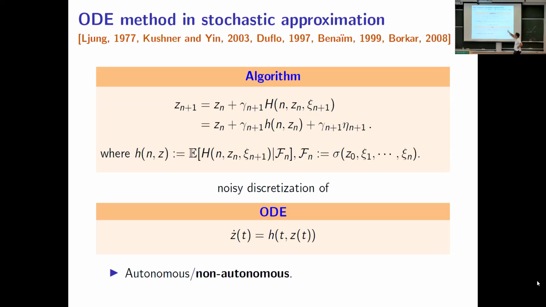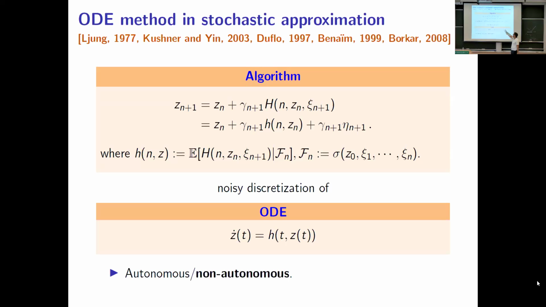Notice that here we can have an explicit dependence on n, so the system can be non-autonomous, and actually it can be a gradient, it can be anything. So this framework is very general. Usually it was initially used to find zeros of a given operator, right? So it can be a gradient or something else.